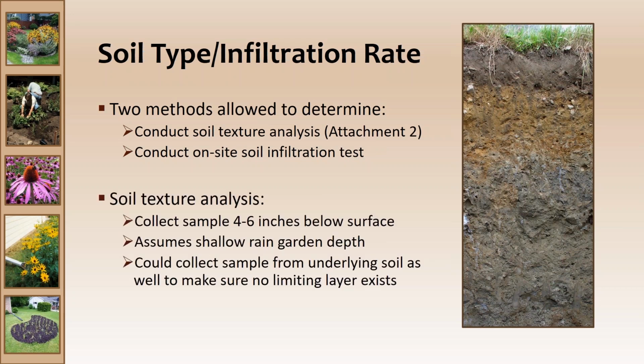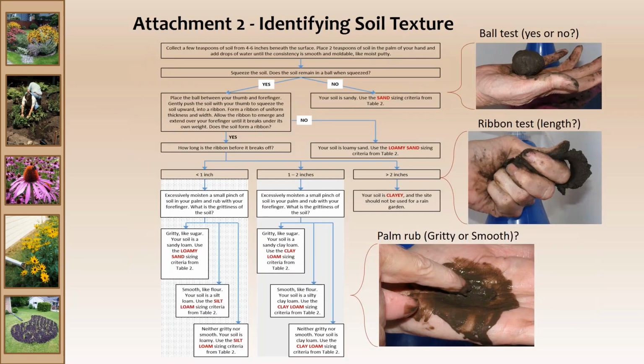For a soil texture analysis, you would collect a sample 4 to 6 inches below the planned surface or the bottom of the rain garden. We're assuming a shallow depth for those rain gardens. If you're concerned that there's some underlying soil that is going to be serving as a limiting factor, such as what you see on the right here, then you might want to take a sample of that as well and do the same test. But it's pretty straightforward as far as doing a texture analysis. There are like 3 steps to it. First, you try to roll the soil. You take that sample, a few teaspoons of it, and you try to roll a ball with it.